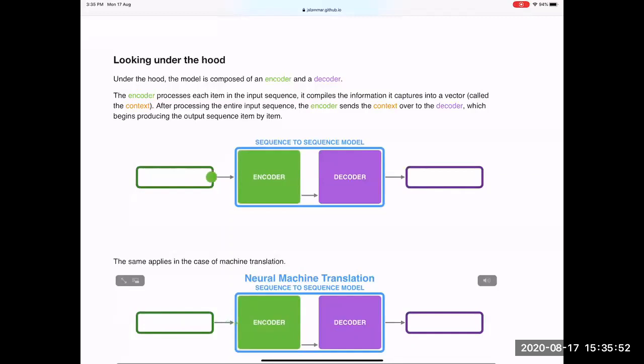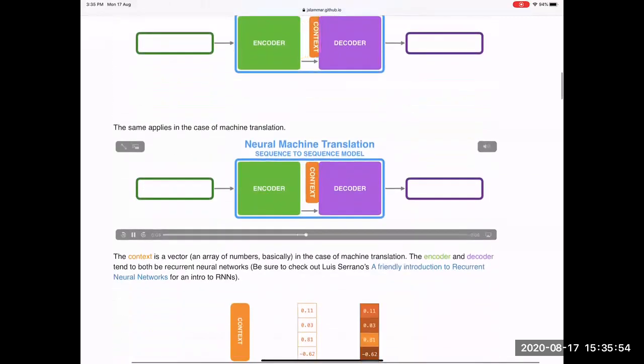Now let us see how this is translated. The same thing is going to happen in the case of language translation. The encoder sends to the decoder, which is generating one by one.